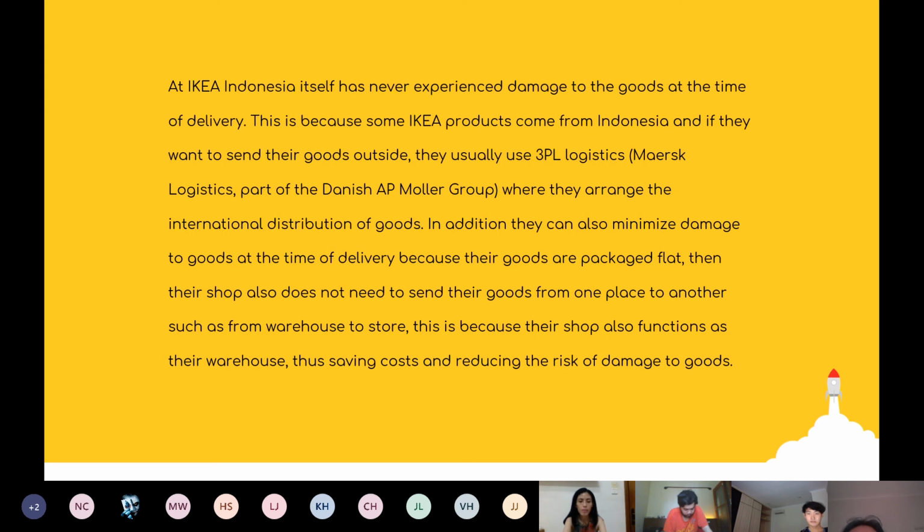And if they want to send their products abroad, they can use third party logistics, where they organize the distribution of goods professionally on an international scale. In addition, they can also minimize damage to goods at the time of delivery because their goods are packaged in flat packages. So thereby reducing costs. Then their shops also do not need to send their goods from one place to another, such as warehouse to store, because the store itself is the warehouse and the showroom.